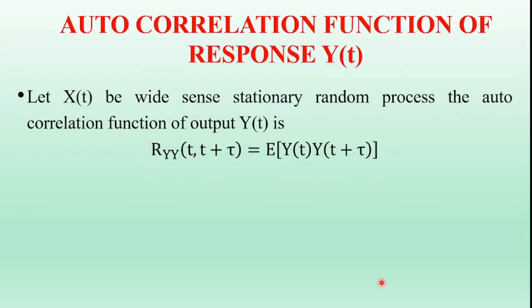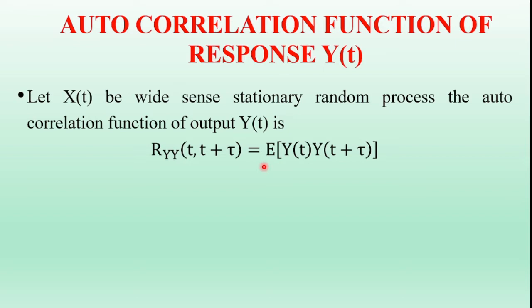Let x of t be a wide sense stationary random process. The autocorrelation function of y of t is R y y of t comma t plus tau, equal to the expectation of y of t times y of t plus tau. This is the definition of the autocorrelation function of the random process y of t. So what is the LTI system output? The LTI system output y of t, using the convolution integral, is the integral from minus infinity to infinity of h of tau into x of t minus tau d tau.